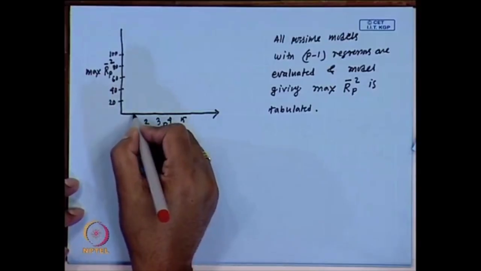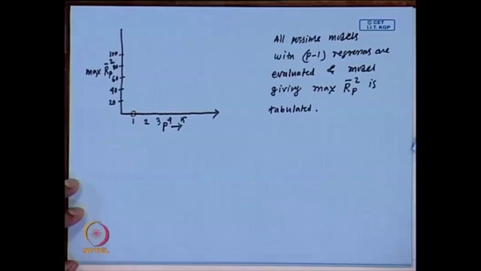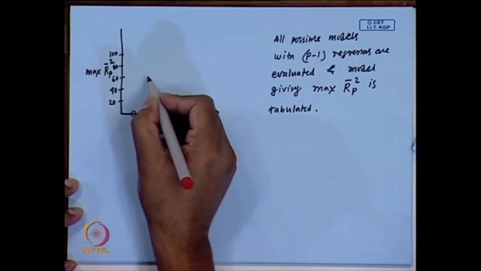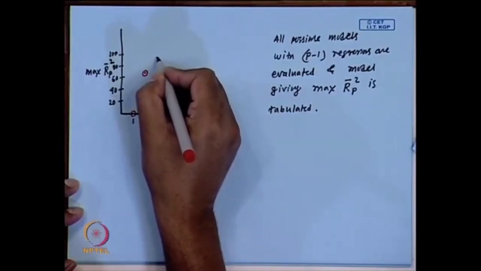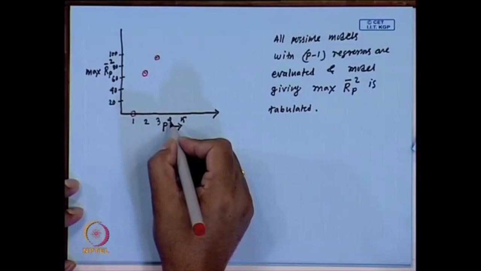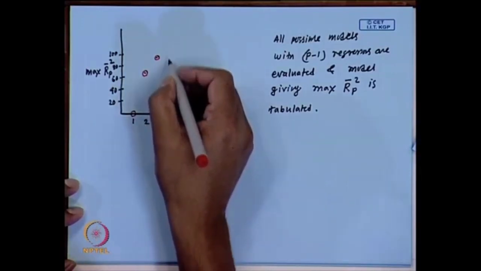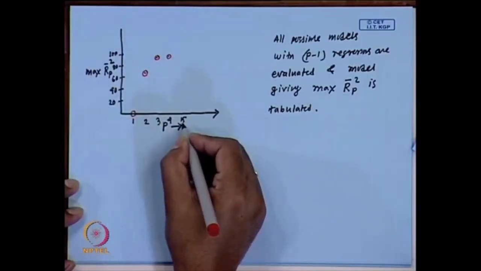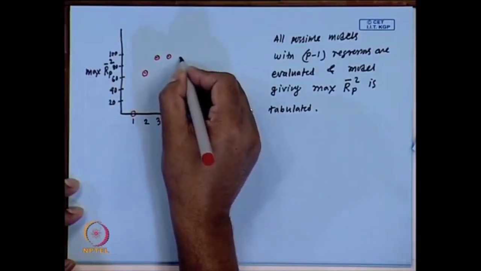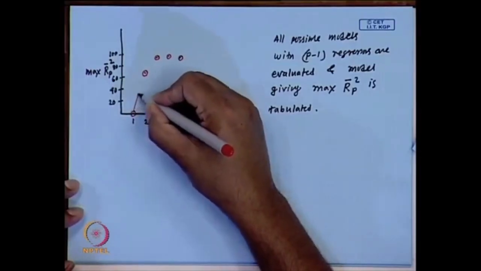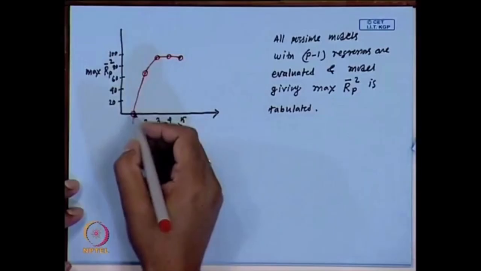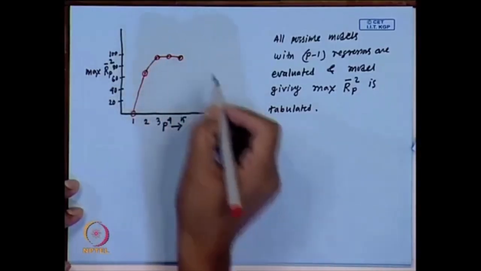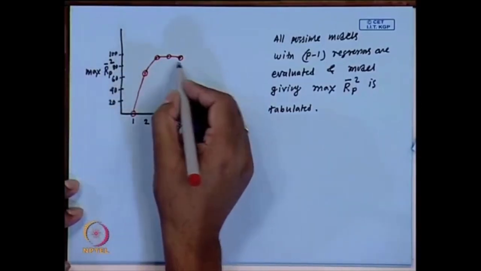So for p equal to 1, it is 0. For p equal to 2, it is 64.5, so somewhere here. For p equal to 3, the value is 97.5, so it is somewhere here. For p equal to 4, the value is 97.6, and for p equal to 5 it is 97.3. Here you can see it is not necessarily always increasing; the value of adjusted R p square can also decrease sometimes.